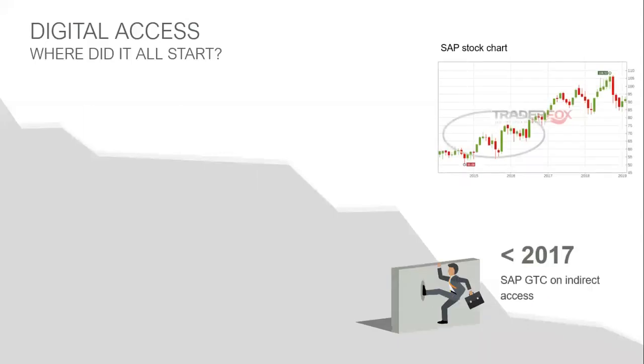So where did it all start? The easiest way for us to tell this story is to put a timeline together. So prior to 2017, and just as a note up here on the right, you can see the SAP stock price over the last 5 years or so.